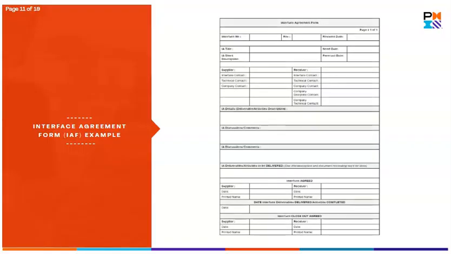A recommended and simple way to document an interface is to use an Interface Agreement Form, or IAF, such as the one shown here. Next, we'll discuss how interface agreement forms should be managed. Download the Interface Agreement Form before moving on.